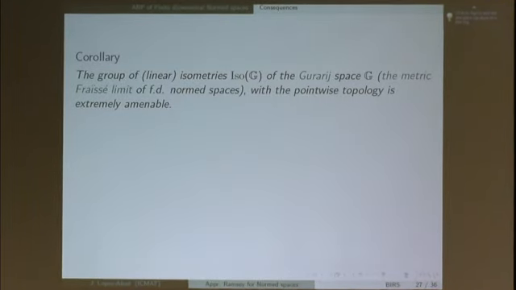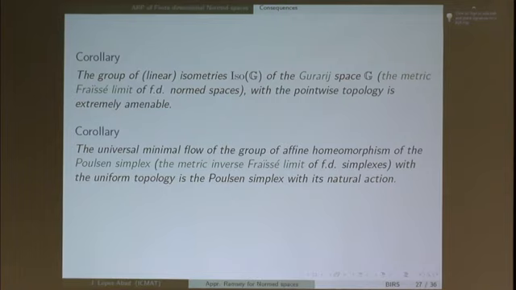You can do it. Two consequences that were mentioned before: you have this Gurari space. The Gurari space is like the Hilbert space for Banach spaces, in some precise, very precise sense. So what you get is that if you take the group of isometries of the Gurari space with the pointwise convergence topology, this is an extremely amenable group, with this very strong fixed point property. And dually, there is this Poulsen simplex, and if you take the group of affine homeomorphisms of the Poulsen simplex, this is the universal minimal flow.